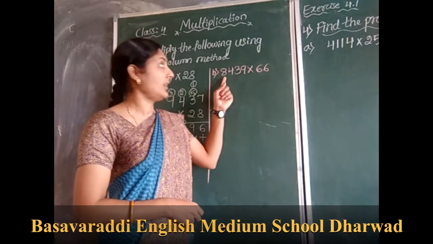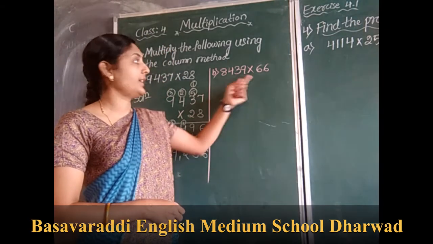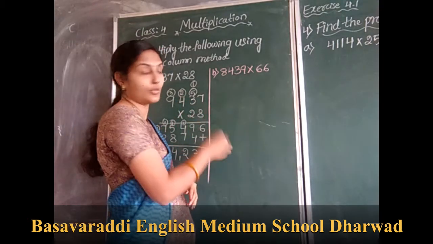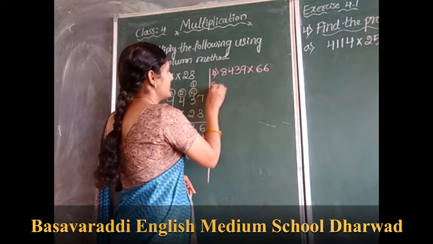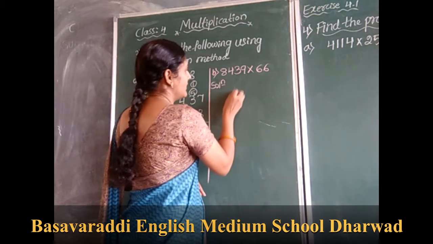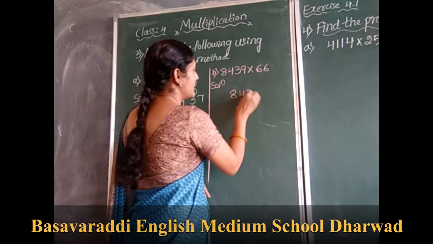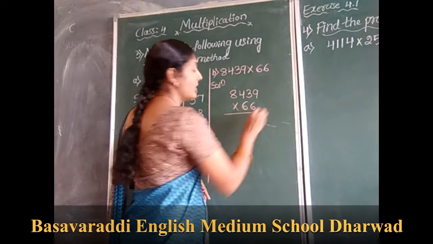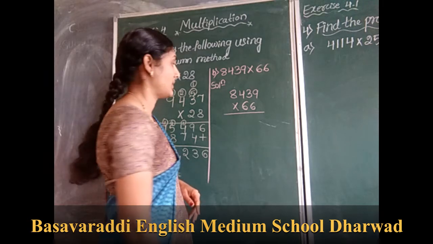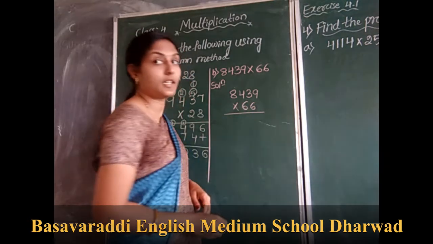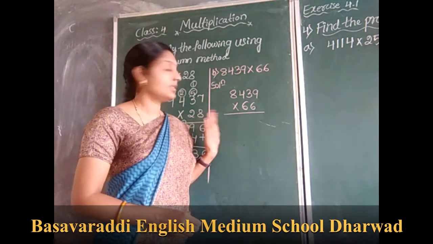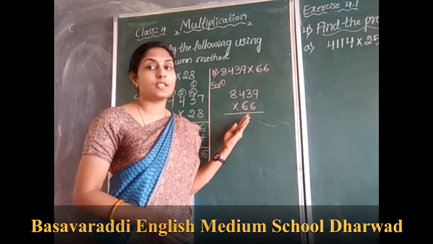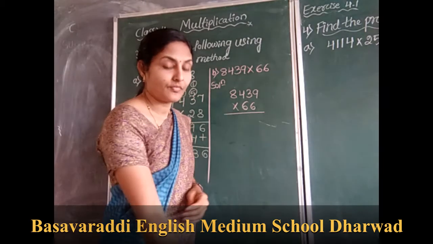Yes, the second question is 8,439 into 66. Write the number in the columns. That is 8,439, the multiplicand, and 66 is the multiplier. So do the multiplication from the right to the left. Here also there are two digits, so multiply each digit separately.